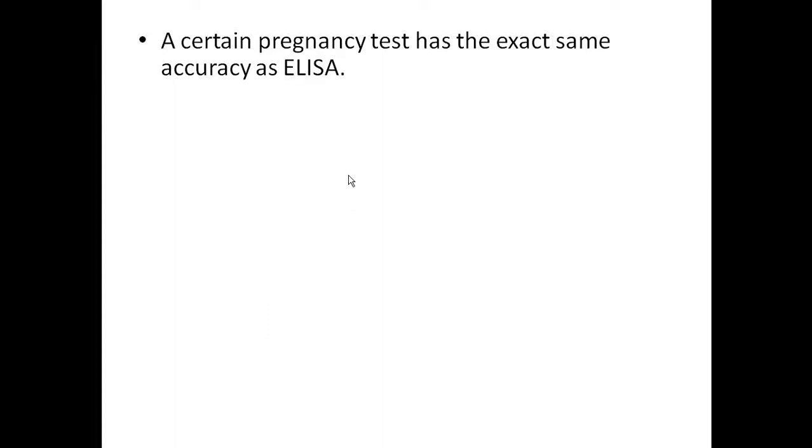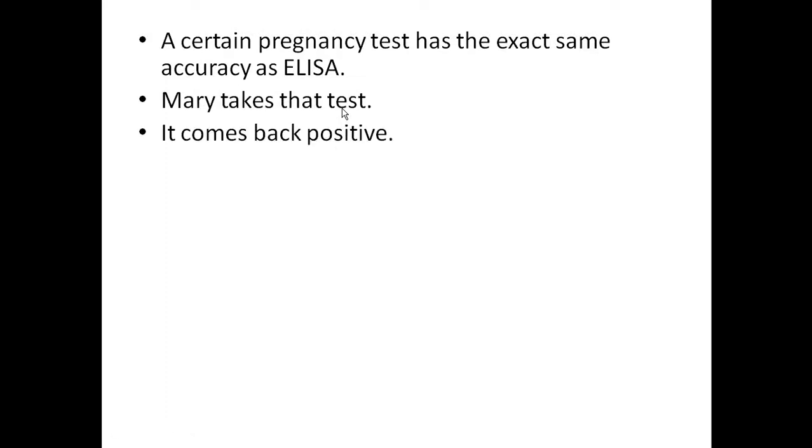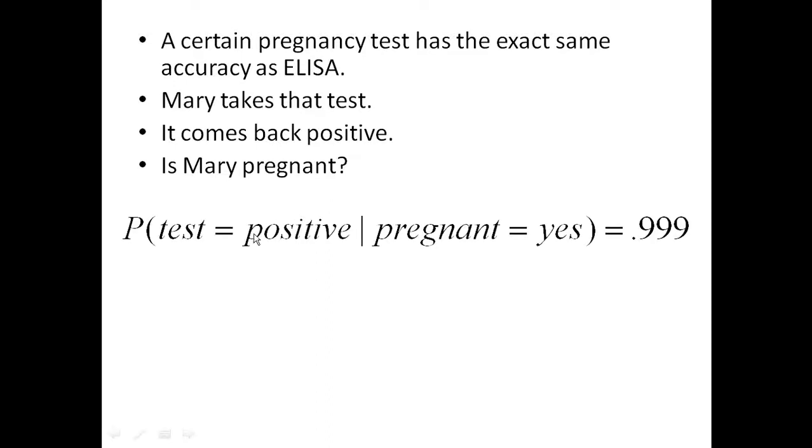All right, to further impress upon you the importance of prior probabilities, let's look at another example. This example I actually made up. Those numbers in the previous example are about a real test, but these numbers seem reasonable to me, and they do make my point. Suppose a certain pregnancy test has exactly the same accuracy as ELISA, and Mary takes that test and it comes back positive.